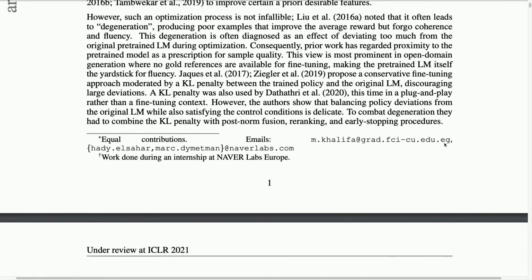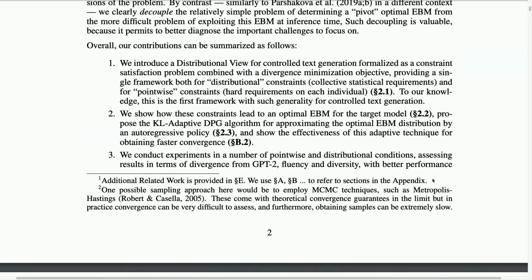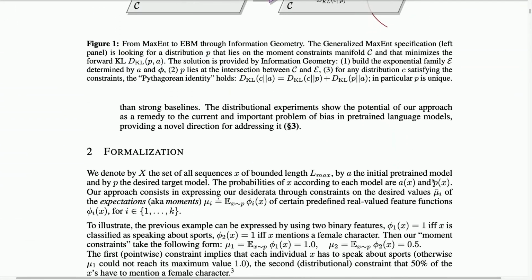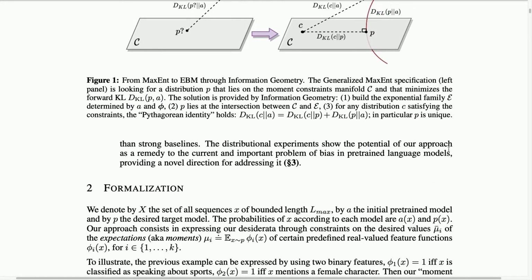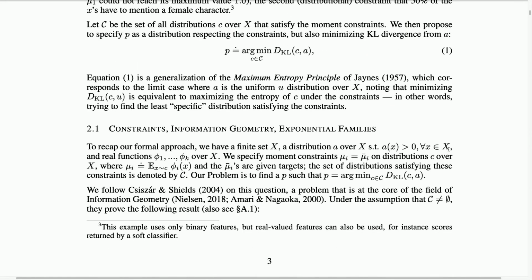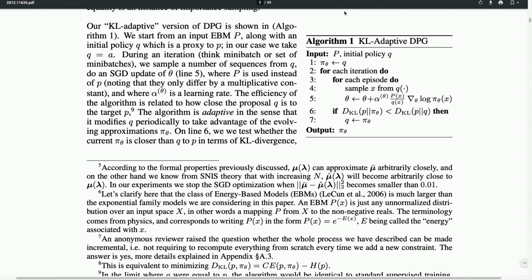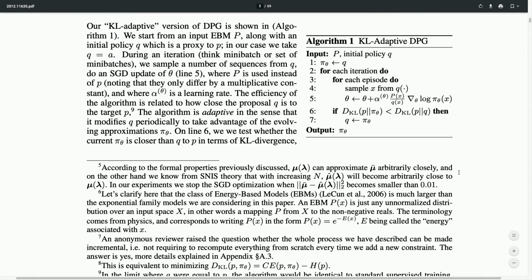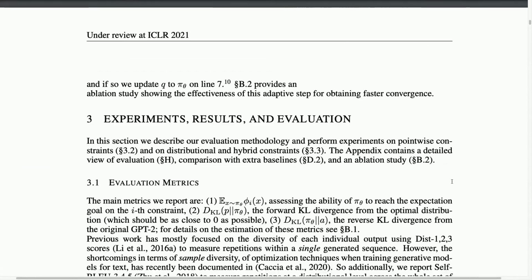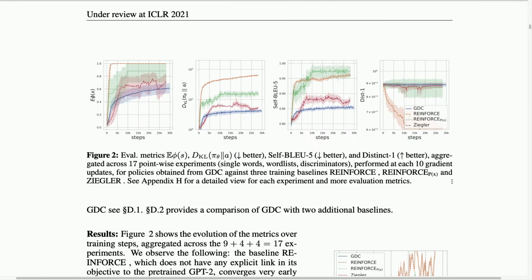The paper is quite theoretical and it contains large sections on the formalization of how they come up with this method. I will not cover this here, but you modify the distribution and it seems to be working quite effectively.